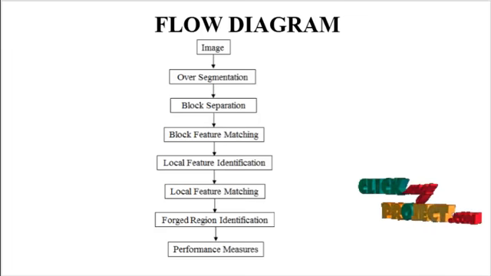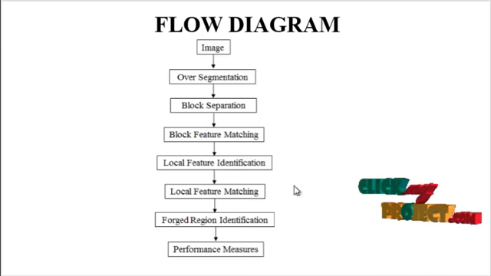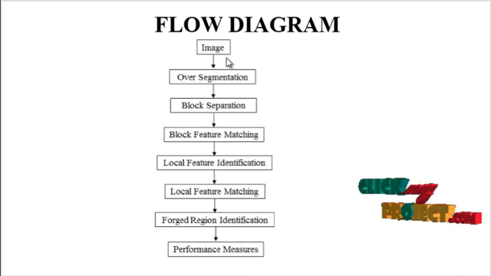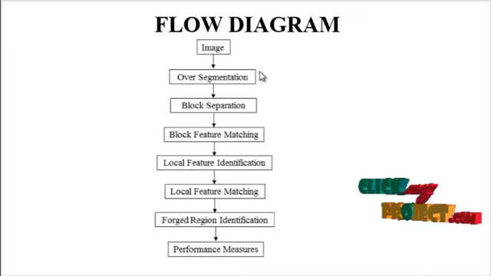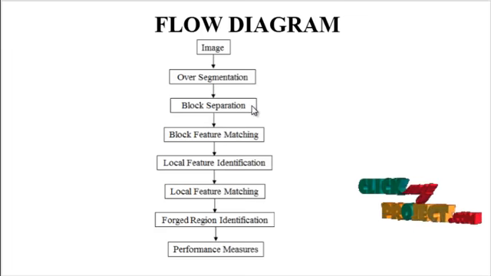Now we are going to discuss the overall flow diagram for the process. This is the overall flow structure for the process. At first, the input image is taken from the dataset. The dataset is the folder which consists of the input video. After getting the input from the dataset, we have to segment the region by the use of over segmentation. In the over segmentation, we have the block separation.